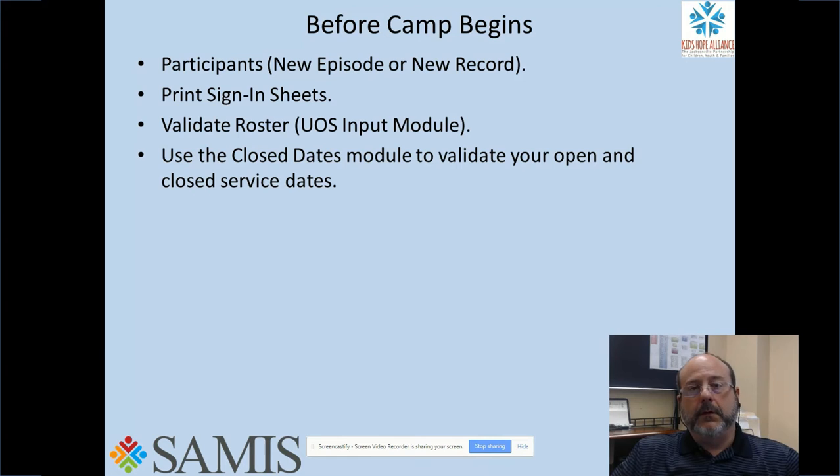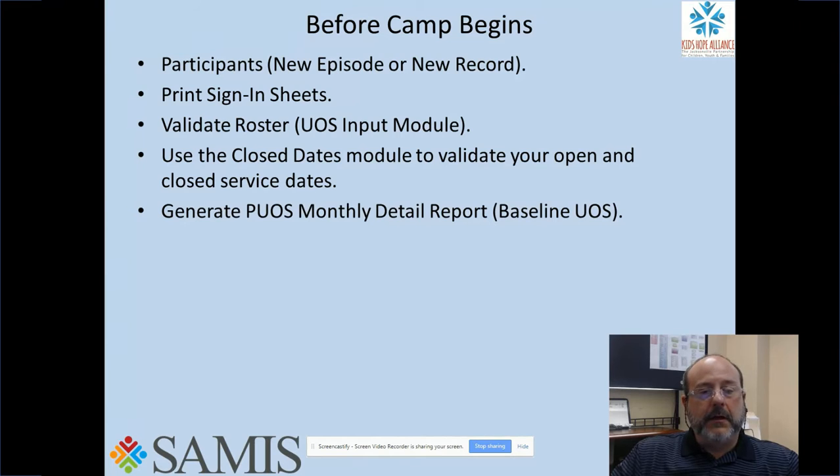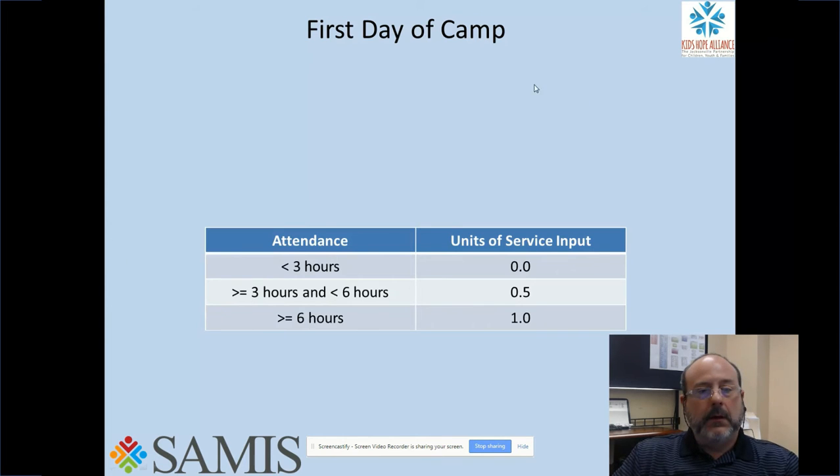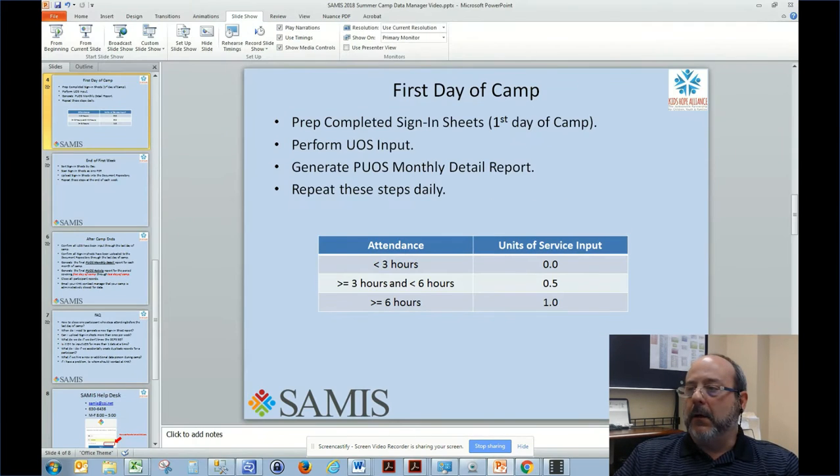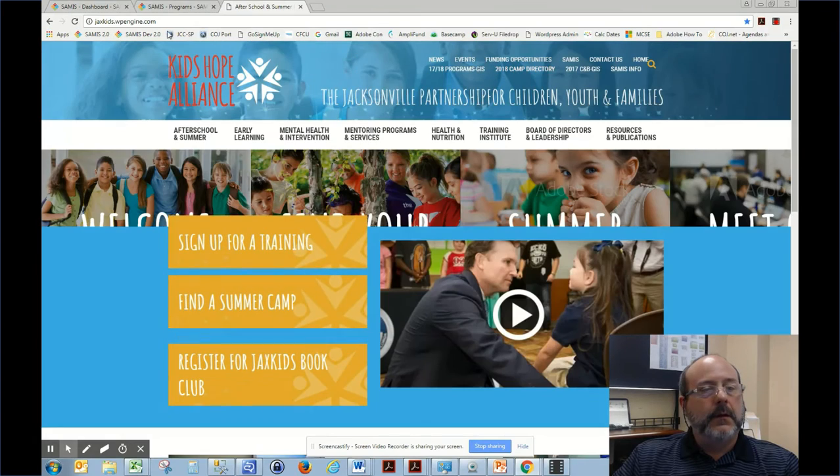This will ensure we can record units when we provide the service, and so that internal system calculations will work as they should. I'm going to show you how to generate that monthly detail report. I want you to baseline your units of service report this year before you enter units of service for the first day. And then I recommend that you run it weekly to watch those units accumulating as expected. So let's get started looking at SAMIS directly.